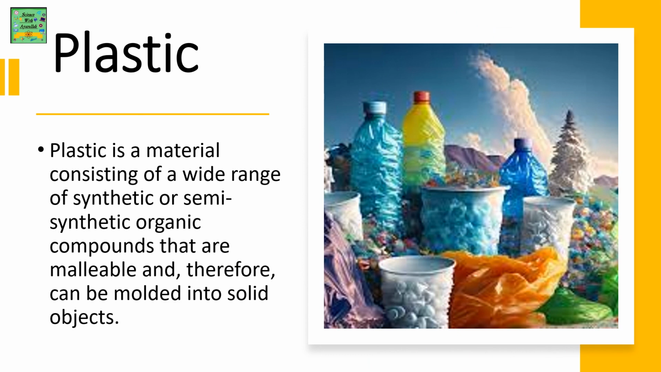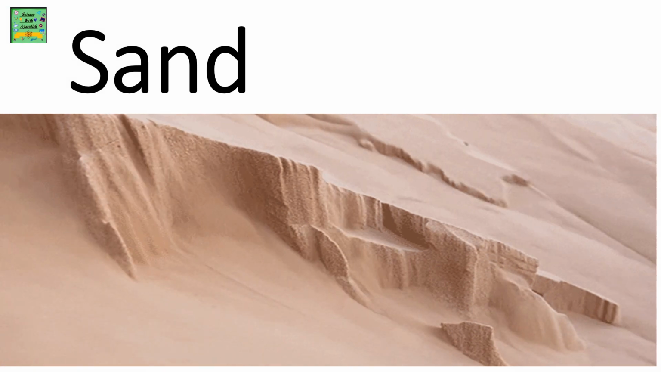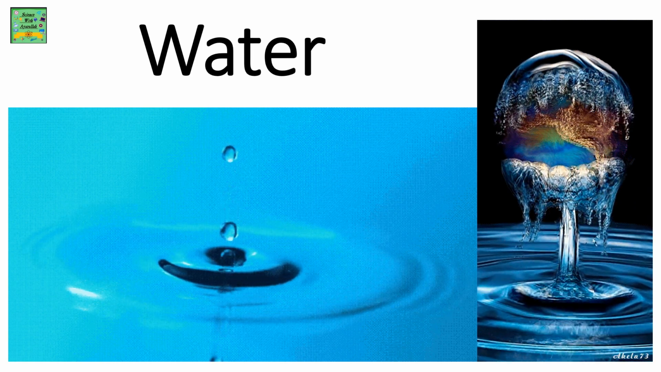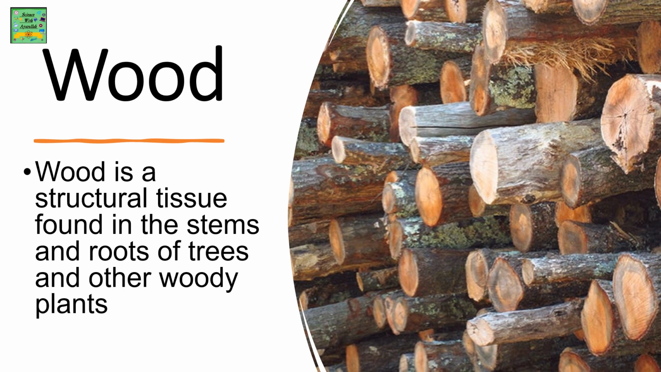Plastic. Plastic is a material consisting of a wide range of synthetic or semi-synthetic organic compounds that are malleable and, therefore, can be molded into solid objects. Rubber. Rubber latex is extracted from rubber trees. Sand. Water. Wood. Wood is a structural tissue found in the stems and roots of trees and other woody plants.